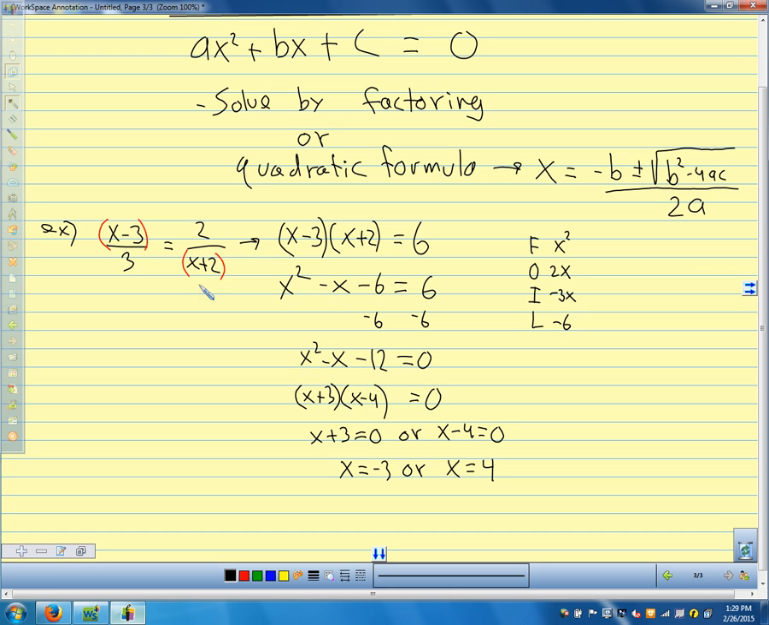So how do you determine which number is positive, plus 3, minus 4? They have to multiply to negative 12 and add together to give me this negative 1. So negative 4 plus 3 is negative 1, and 3 times negative 4 gives me negative 12. If I would have picked it the other way, it would have turned out to be positive 1 instead of negative 1. All right, questions there?